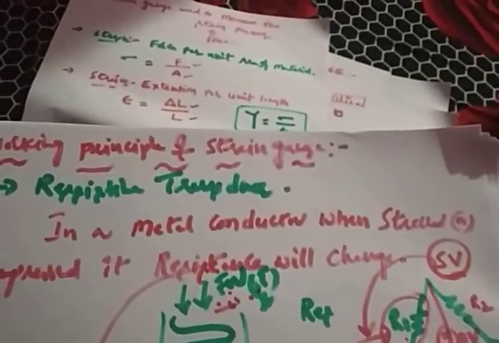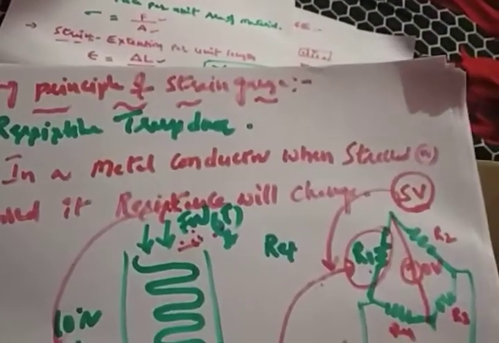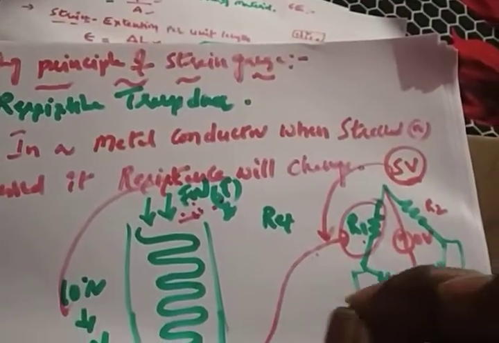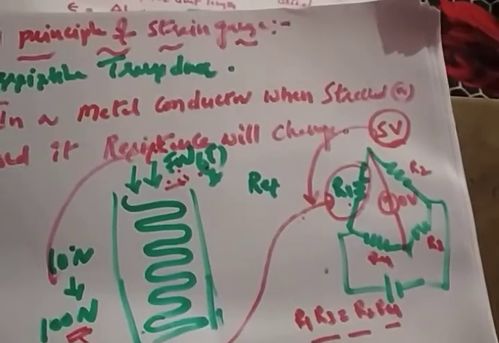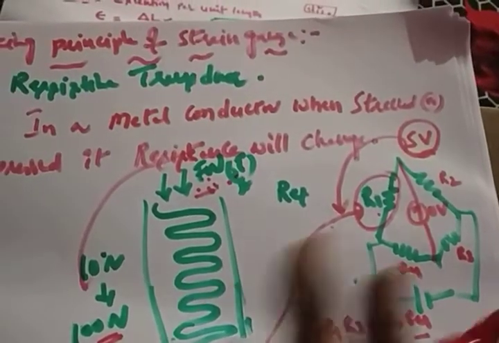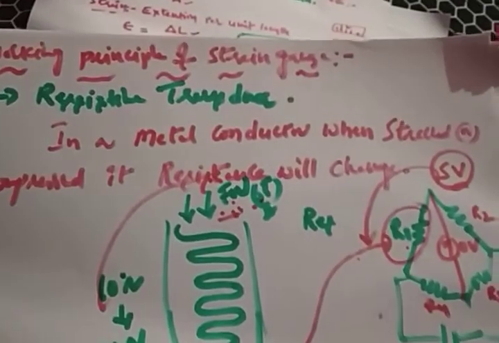So what is the working principle of a strain gauge? In a metal conductor, when stretched or compressed, the resistance will be changed. So this is the working principle. When the resistance changes, you can find the change in resistance with the help of a Wheatstone bridge, or else other resistive measurement techniques. Whatever voltage you get is analogous to the stress or strain that you applied. I hope the total working principle is clear.